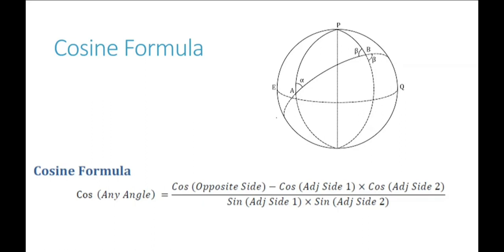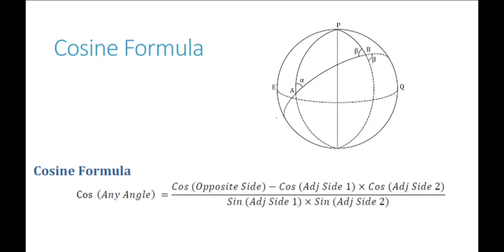So beta, the first formula which we use to solve the spherical triangle is the cosine formula. Now, what do we first understand or mean by solving the spherical triangle? Now you see, this spherical triangle has 6 parts. There are 3 sides and there are 3 angles.